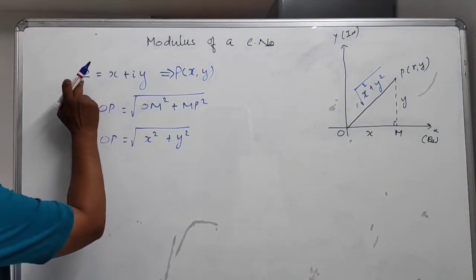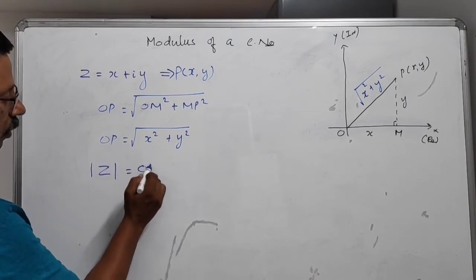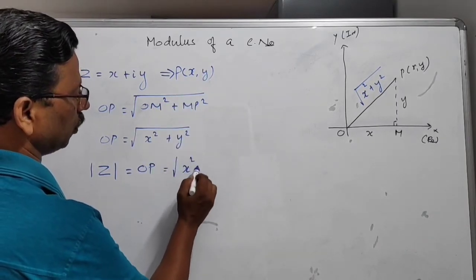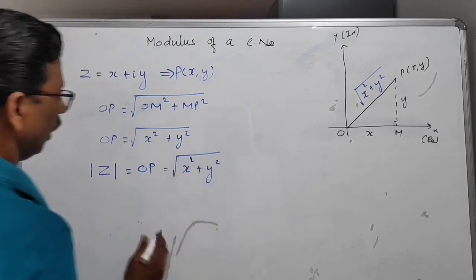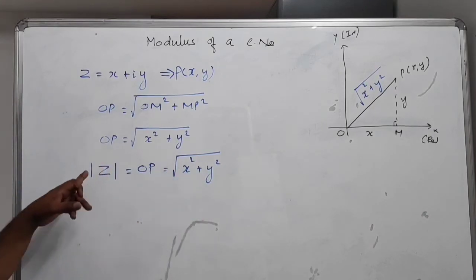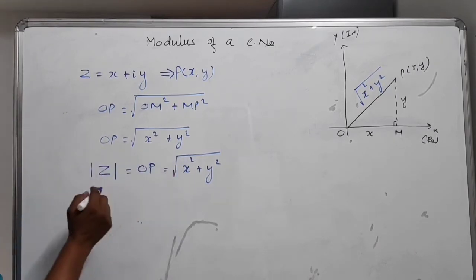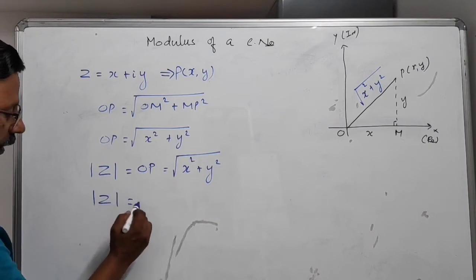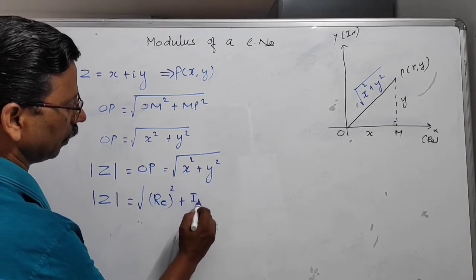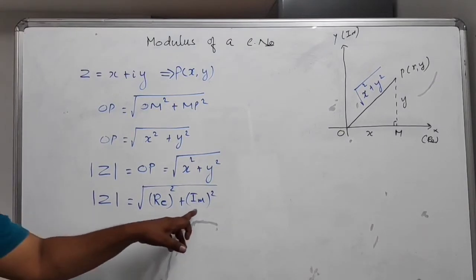Therefore, the modulus of the complex number z is denoted by modulus z, which is nothing but this distance OP, which is equal to the root of x square plus y square. This is the formula to find the modulus of a complex number. The modulus of a complex number is denoted by what? Modulus of z. For our convenience, this can also be written as the root of real part square plus imaginary part square.